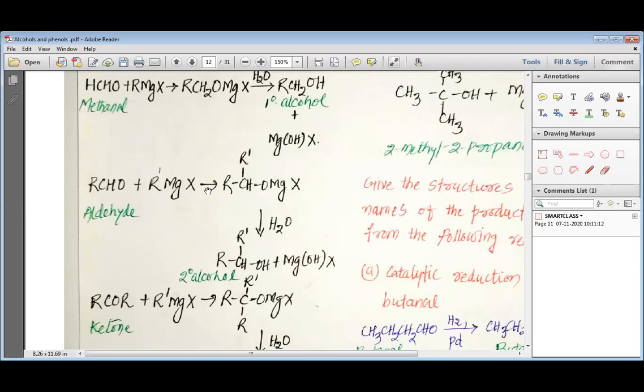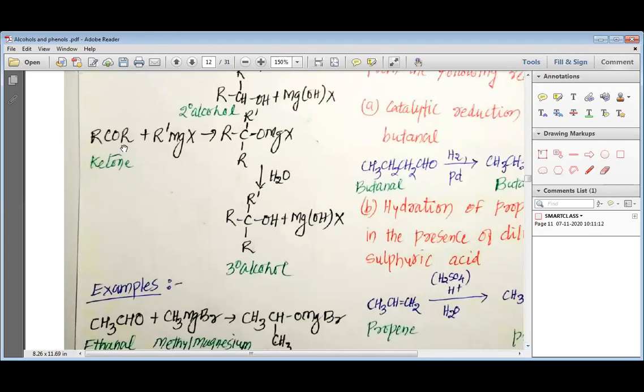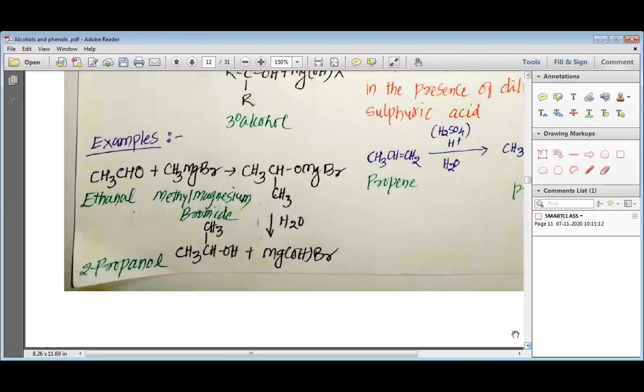MgX, then we get R, R dash, CHOH, that is your secondary alcohol, and MgOHX. Same way, my dear students, if you take ketone, RCOR, and allow it to react with R dash MgX, we get RCR, R dash bond OMgX, and ultimately with water, RCR, R dash OH plus MgOHX. That is the tertiary alcohol we get, my dear students. So this is how we get the various products.